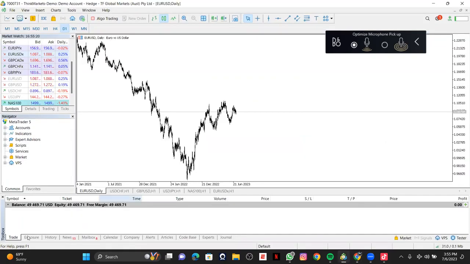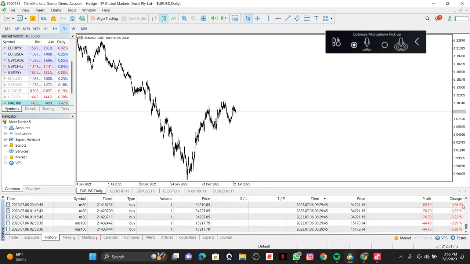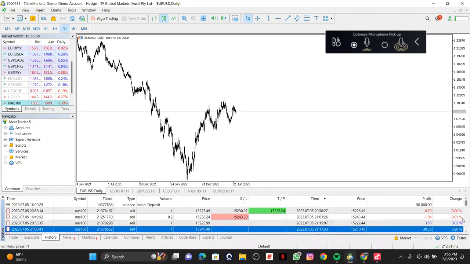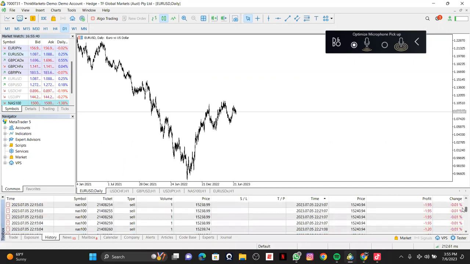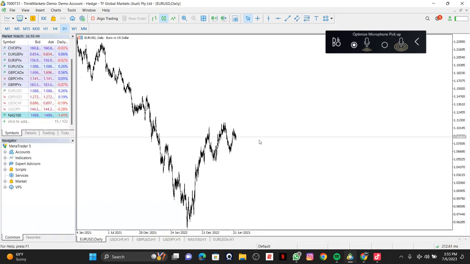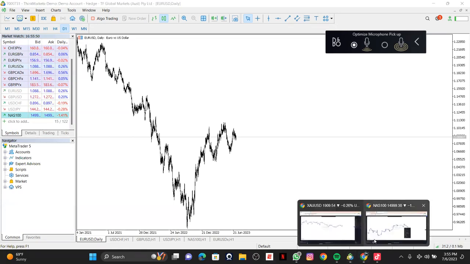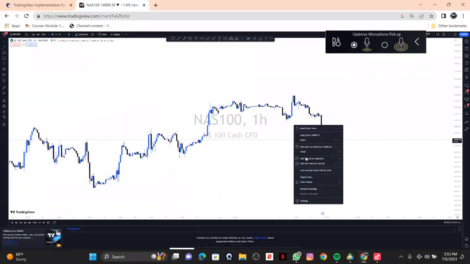Where's my history? History, okay. So this has to be my history on NASDAQ. I was scalping during the night, you see. I'm a scalper. But if you were to check the winning ratio on this account, it was too big. Prop firms are the future of trading, guys. If you haven't yet bought your prop firm account, I don't know what you're waiting for, my man.